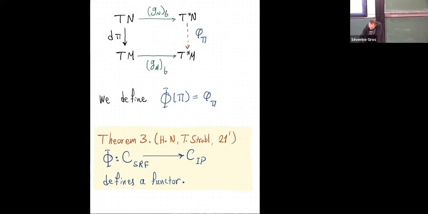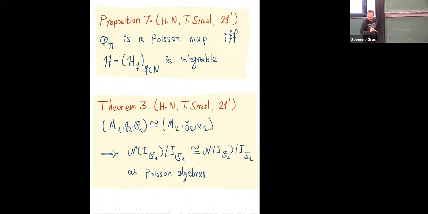And we can show that we can send pi to phi pi, and this map phi between the categories would be a functor. This phi pi would be an I-Poisson map between the corresponding I-Poisson manifolds. Something to mention is that this map phi pi is a Poisson map if and only if the horizontal distribution of the Riemannian submersion is integrable. So this is the obstruction for phi pi to be an I-Poisson map.